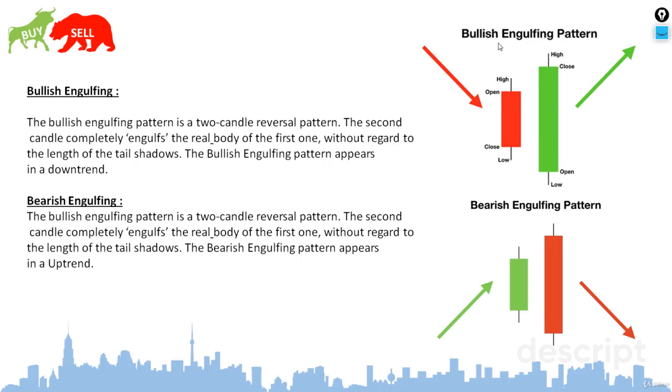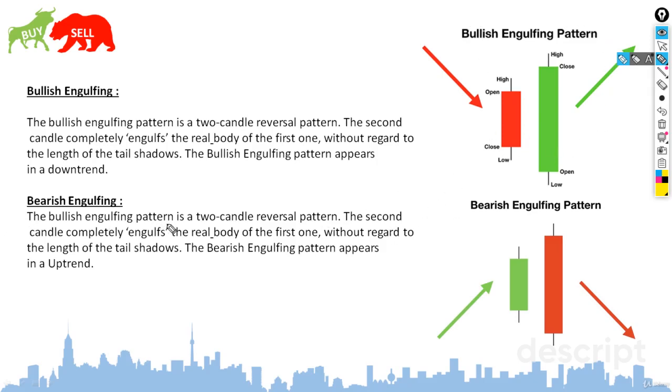So, bullish engulfing. The bullish engulfing pattern is a two candle reversal pattern. The second candle completely engulfs the real body of the first one without regard to the length of the shadows. The bullish engulfing pattern appears in a downtrend. So this is the bullish engulfing pattern. We have here a candlestick, and the next candlestick will engulf the entire body of the previous candlestick.